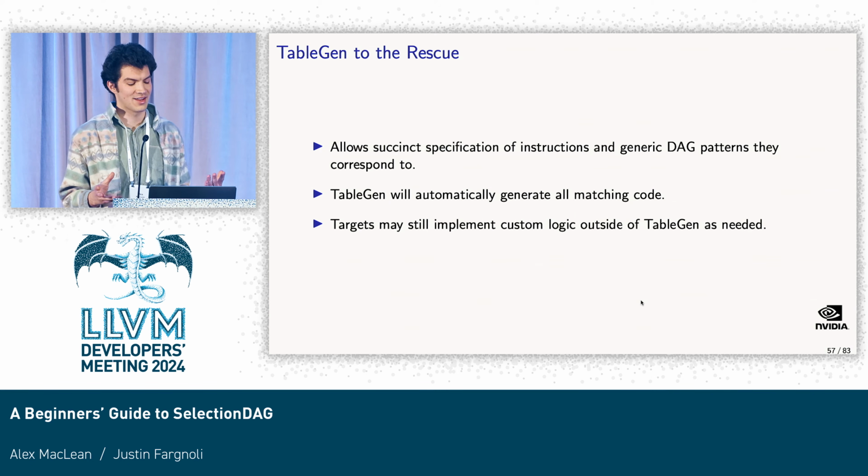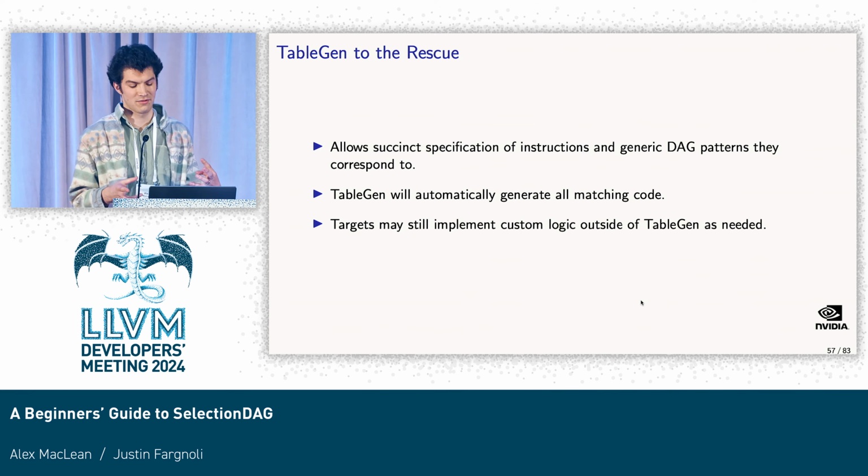TableGen allows us to succinctly specify these rewriting patterns, and then it will write all that nasty C++ code for us. And we just get to write some more simple, abstract definitions. Targets can still implement this logic themselves for certain opcodes outside of TableGen as needed.